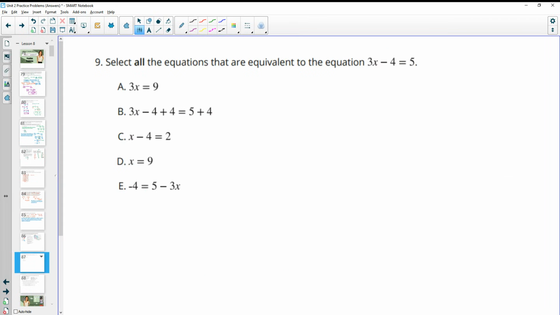Number 9, select all equations that are equivalent to the equation 3x minus 4 equals 5. So the first one has 3x by itself. So if we move this negative 4 by adding 4 to make it 0, and then doing that to both sides, we would get 3x plus 0, which is just 3x, equals 9. So A is true. That one's equivalent. Then if we look at B, we see negative 4 plus 4, which would be 0. And then 5 plus 4, which is 9. So this one would give us 3x on the left-hand side plus 0 equals 9. So that is equivalent.